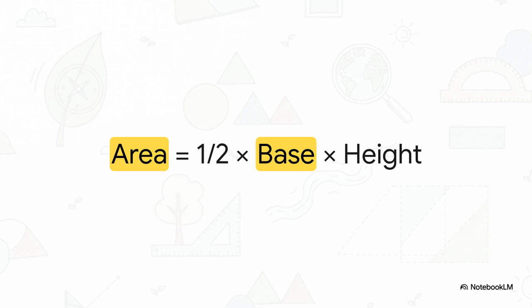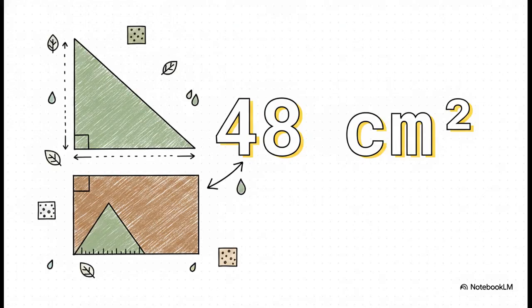And honestly, this makes total sense now, doesn't it? Because we just learned a parallelogram's area is base times height, and our triangle is exactly half of that parallelogram. So we just multiply the base and height, and then cut it right in half. Boom. Let's do a super quick practice run.